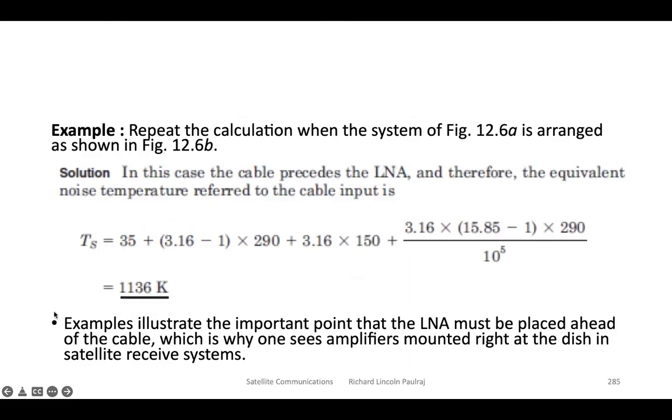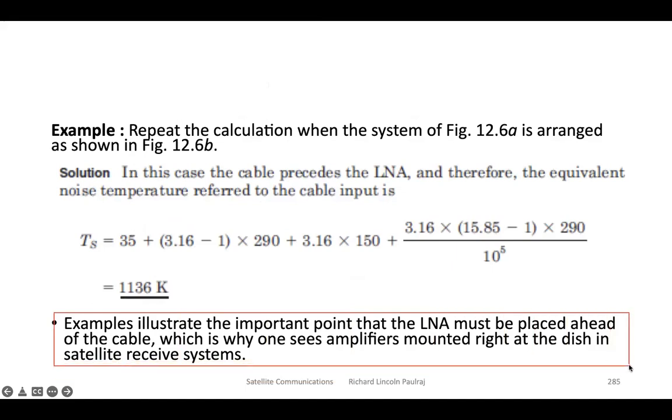The one that I have mentioned here at the end is the final takeaway of the comparison we have done with figure A and B. It illustrates the important point that the LNA must be placed ahead of the cable. Which means before the cable, we place the LNA, the low noise amplifier, and then connect it to the cable. That is one of the reasons why we see amplifiers mounted right at the dish in satellite receive systems. The same concept is used with our DTH.